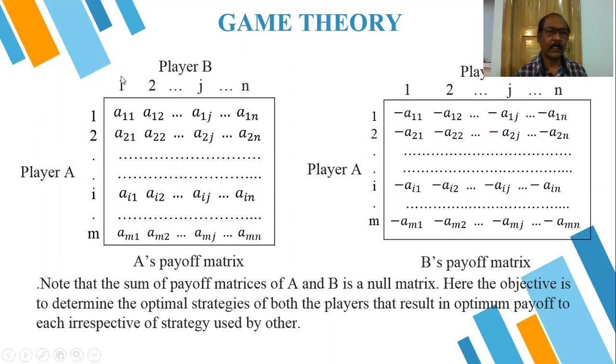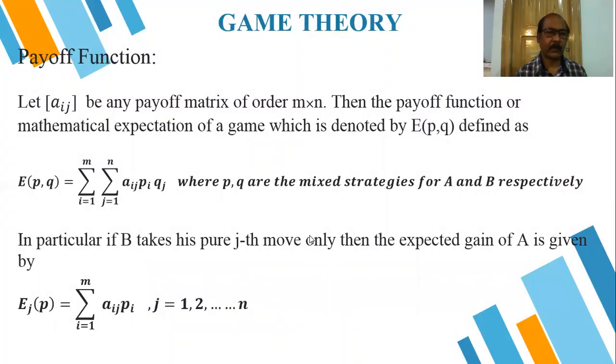Now we are taking the expectation, that means we consider the general term Aij into Pi into Qj. Now you have to take the summation, one over i and one over j, that's why the double summation is there. So the expectation of PQ is equal to the sum over i equal to 1 to m, j equal to 1 to n, of Aij Pi Qj, where P and Q are the mixed strategies for A and B respectively.